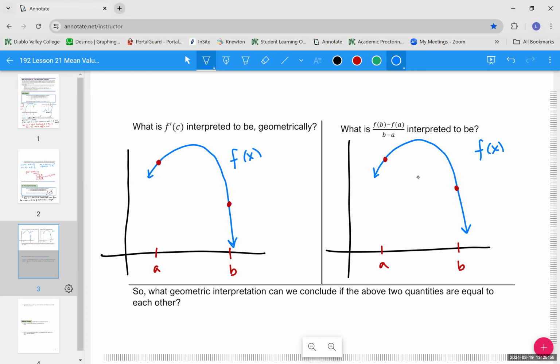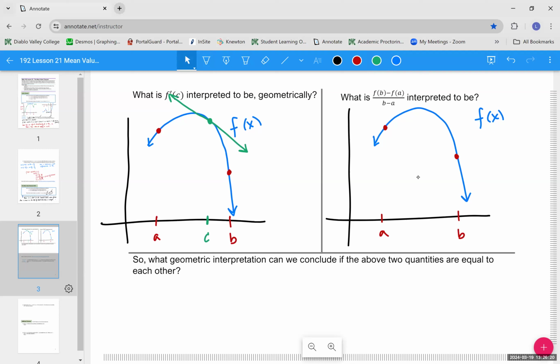So the first box that says, what is f prime of c interpreted to be geometrically? Well, if we add a c in, let's see here. I'm going to put my c right about here. Remember, f prime of c is in fact the slope of the tangent line at x equals c.